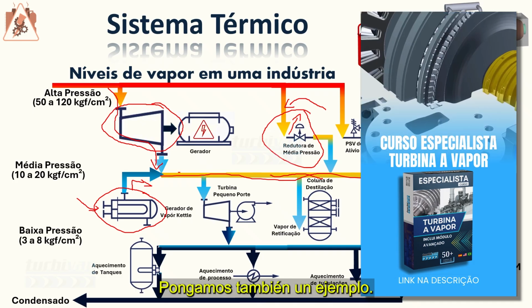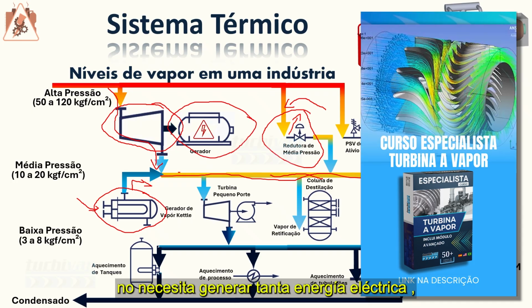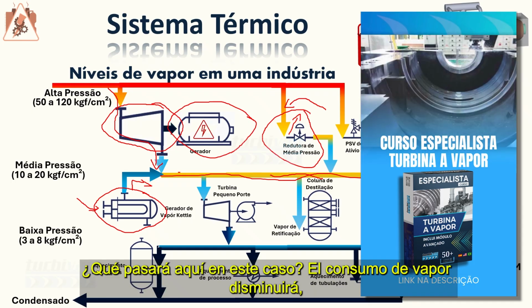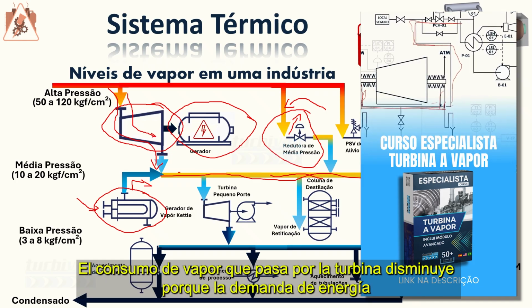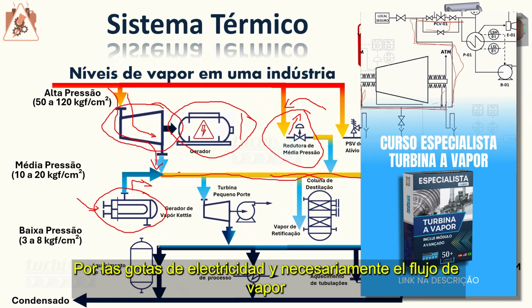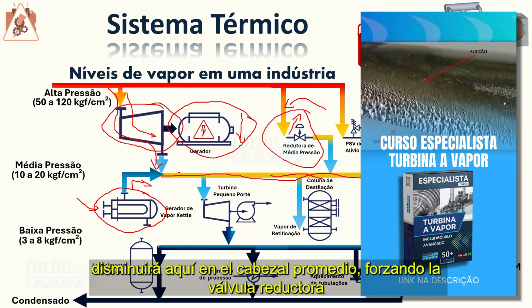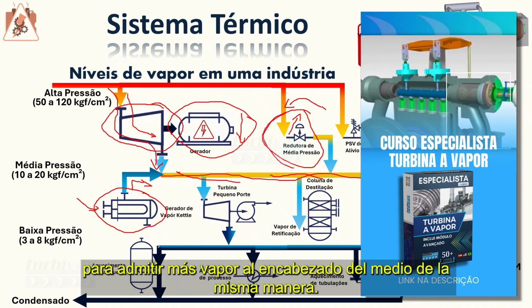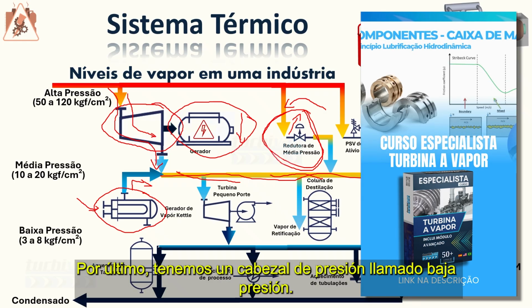Or let's give another example. For example, if you have a generator here where you do not need to generate so much electrical energy, what will happen in this case? The steam consumption will decrease. The consumption of steam passing through the turbine decreases because the electricity demand drops, and necessarily the steam flow will decrease in the medium header, forcing the reducing valve to admit more steam to the medium header in the same way.